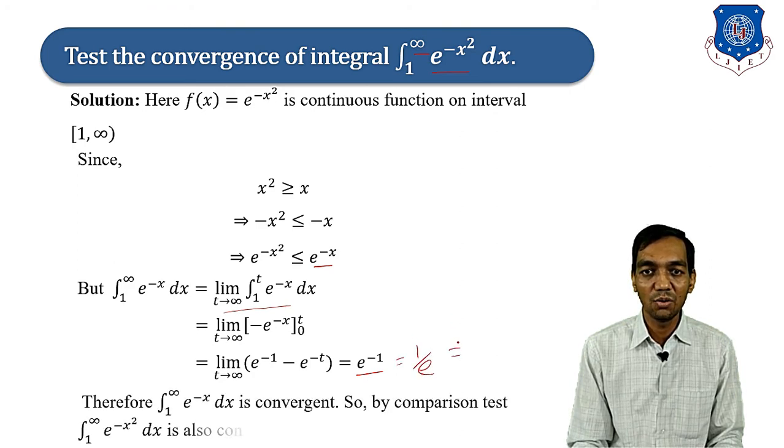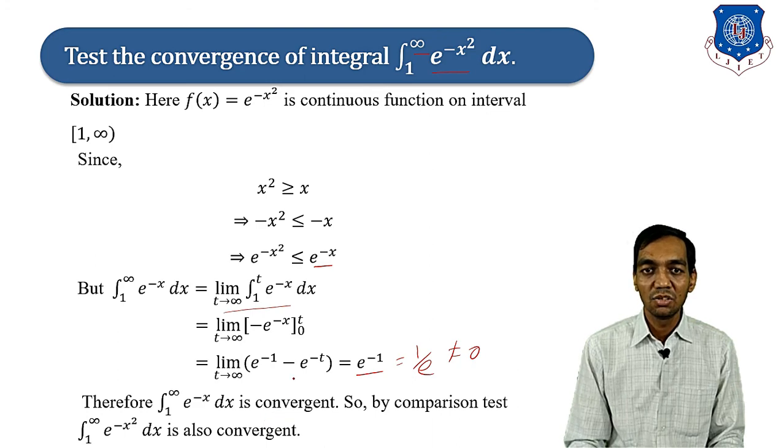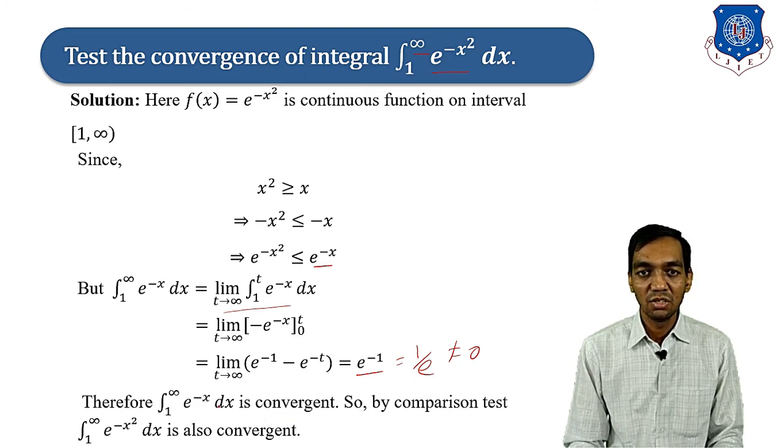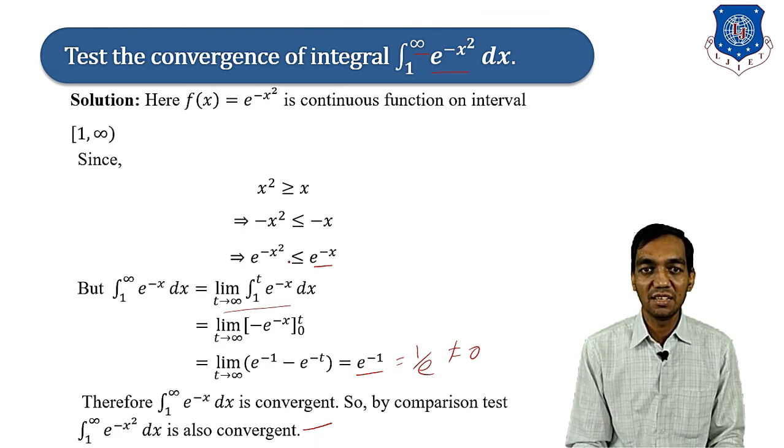Now this is a finite non-zero number, correct? So this integration is convergent. So by the direct comparison test, the integration from 1 to infinity of e raised to minus x square dx is also going to be convergent. Okay, because here f(x) is less than or equal to g(x), and the integration of g(x) is convergent. That's why the integration of f(x) is going to be convergent by the direct comparison test.